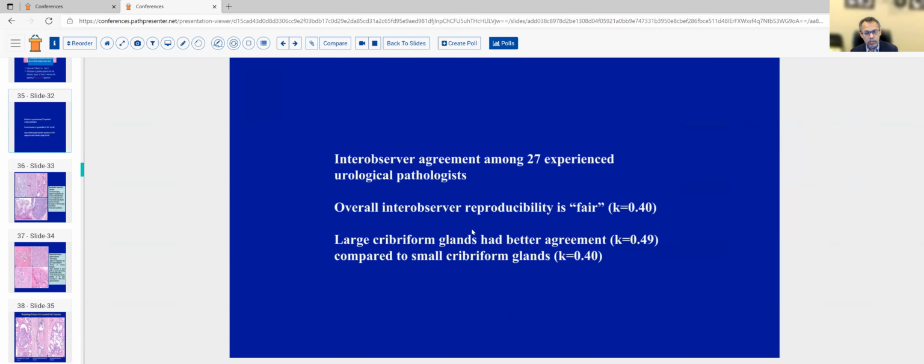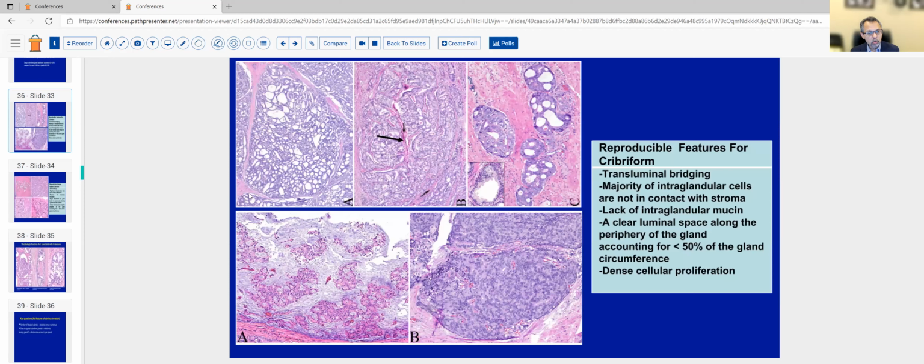So to address these issues, we recently undertook an inter-observer agreement study amongst 27 experienced urologic pathologists. The overall inter-observer reproducibility was only fair, with a kappa of 0.40, indicating that there is significant interpretational disagreement amongst urologic pathologists on some of the challenging spectrum of these lesions. Large cribriform glands had better agreement compared to small cribriform glands.